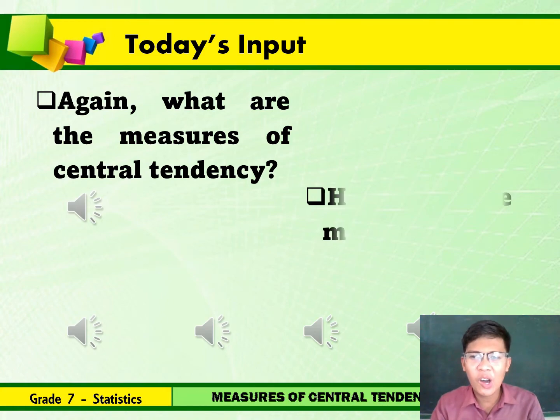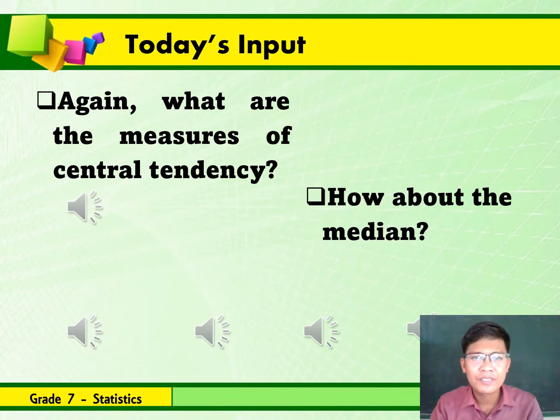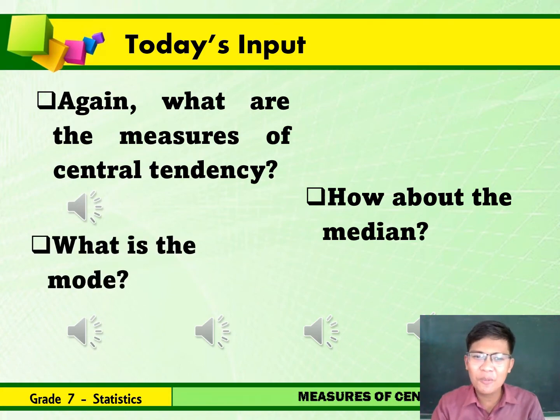All right. And how about the median? The median is the middle score for a set of data that has been arranged in order from least to greatest or vice versa. Excellent. How about what is the mode? The mode is the data value that appears the most in the set.